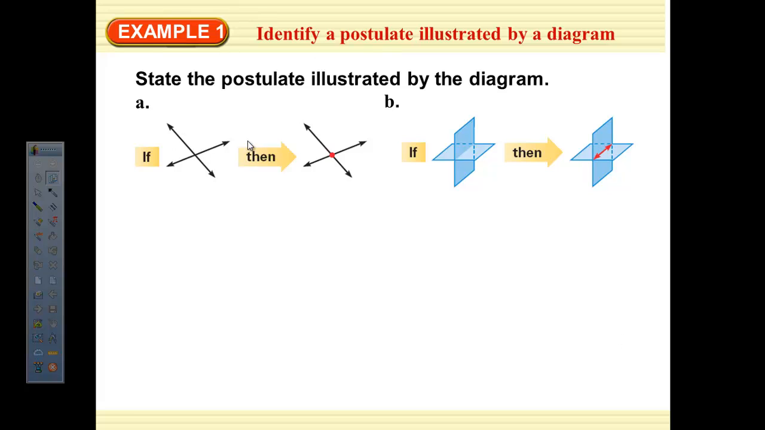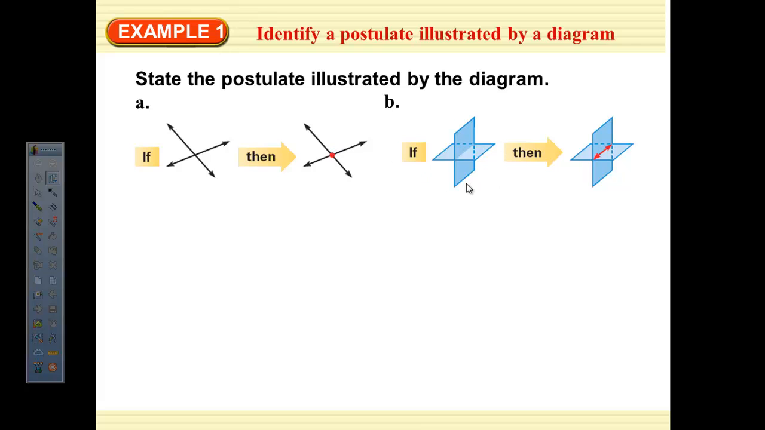If you look at this first one, we have two lines here, and then it shows this point where the two intersect. So we want to state the postulate illustrated by the diagram. If you look through all the postulates, there's one that says if two lines intersect, then their intersection is exactly 1 point. This shows two lines intersecting, and this shows the 1 point where they are intersecting. So that would be postulate 7. You're not going to write postulate 7, you're going to write the idea behind it. So you can say two lines intersect in 1 point, or in exactly 1 point.